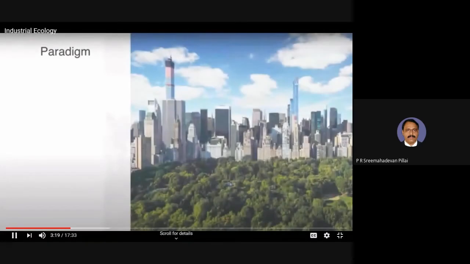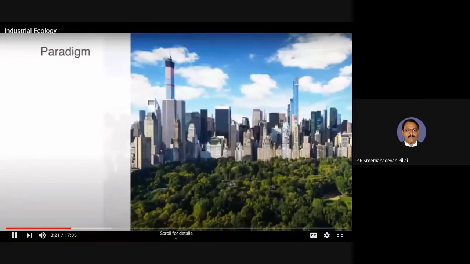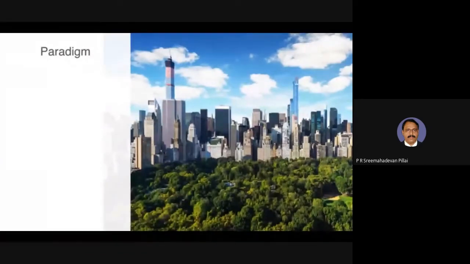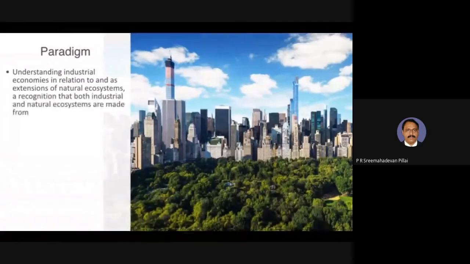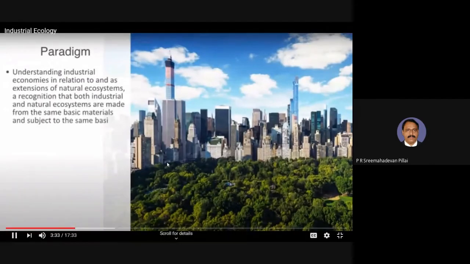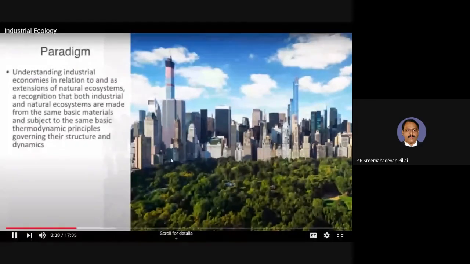Probably the foundational and overarching insight of industrial ecology is, as the name implies, understanding industrial economies in relation to and as extensions of natural ecosystems. A recognition that both industrial and natural ecosystems are made from the same basic materials and substances and subject to the same basic thermodynamic principles governing their structure and dynamics.